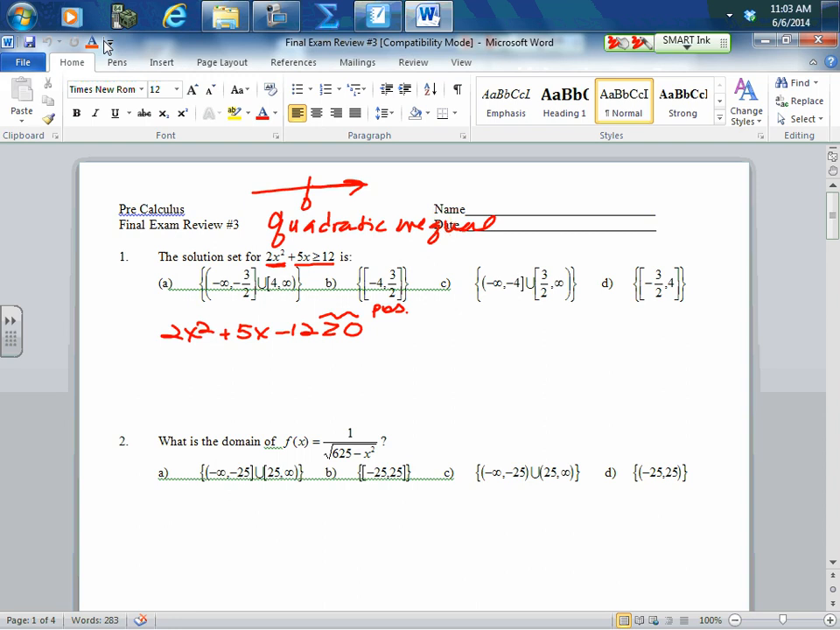So first thing I have to do is factor this and find my critical values. And yes, the leading coefficient is a 2. If you want, we can factor this using A times C. Why don't we do that? Okay? So A times C, 2 times negative 12. This will help your factoring. Give me factors of negative 24 that add up to 5. 8 and 3. Which one has to be negative? I have to have a positive 5, so the negative 3.